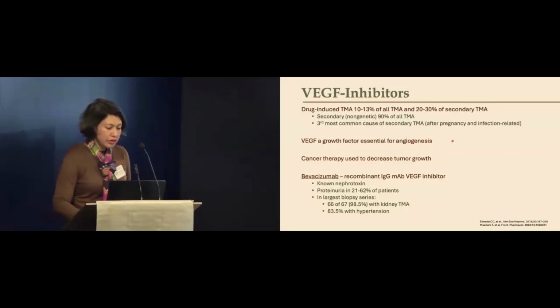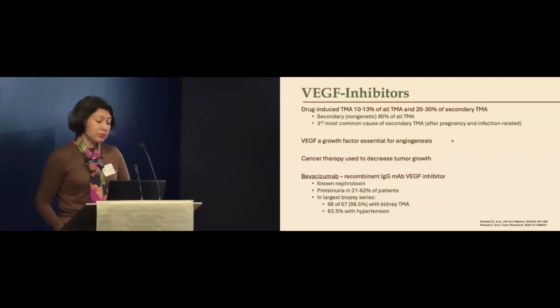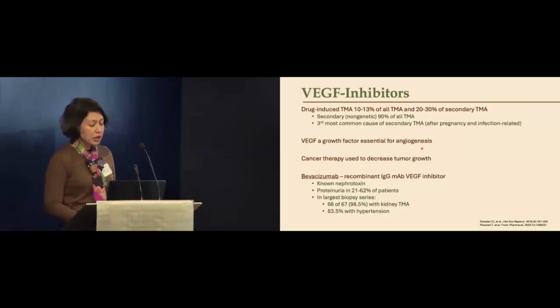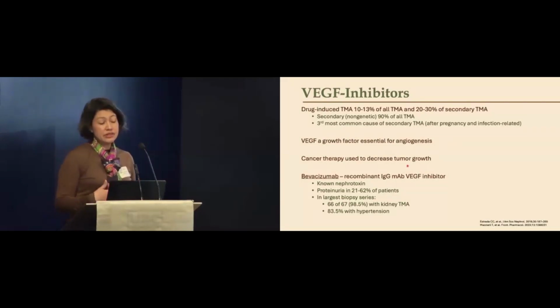So VEGF inhibitors are extremely important. VEGF is a growth factor that's essential for angiogenesis, and this fact is used in cancer therapy to decrease tumor growth, and it's very effective. But it is a known nephrotoxin.